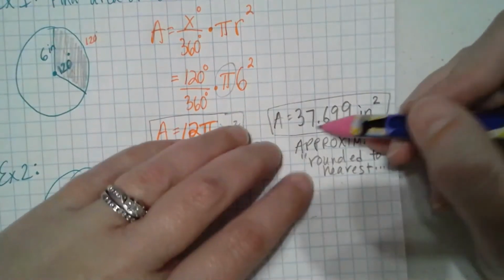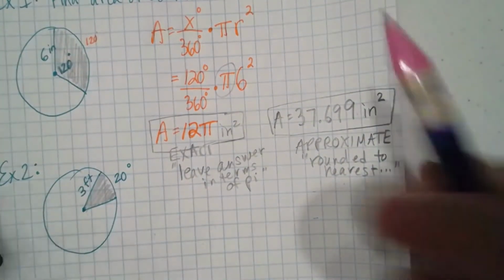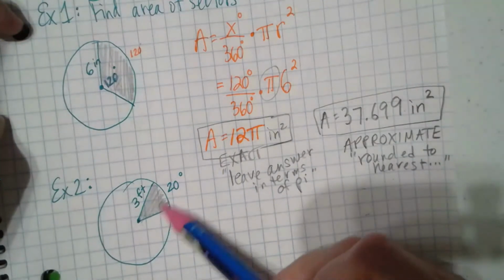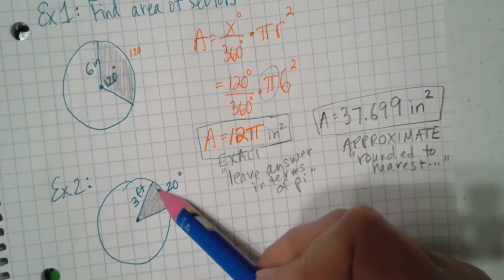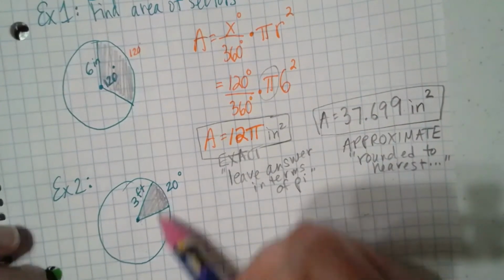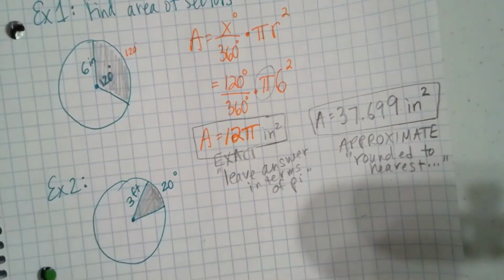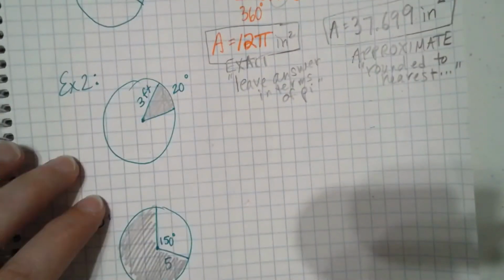Now, we always have to do approximate if we're doing a real world scenario. Like if I go into Lowe's and say I'm going to stain my deck and I need 37 pi gallons of paint, they're going to look at me like I'm crazy. So in a real world scenario, it's most often that you will be dealing with approximate answers. For what we're doing right here, we're going to leave them in terms of pi. All right, with that being said, let's do a couple more.